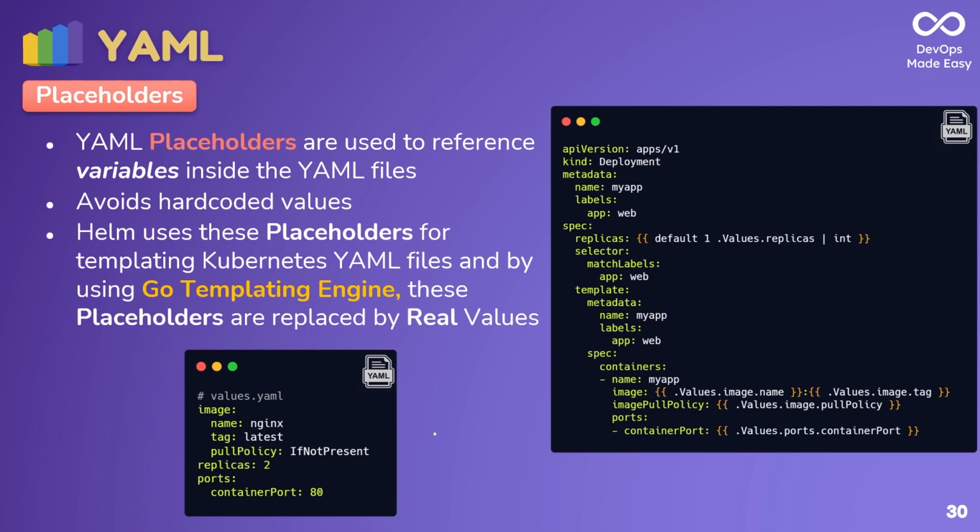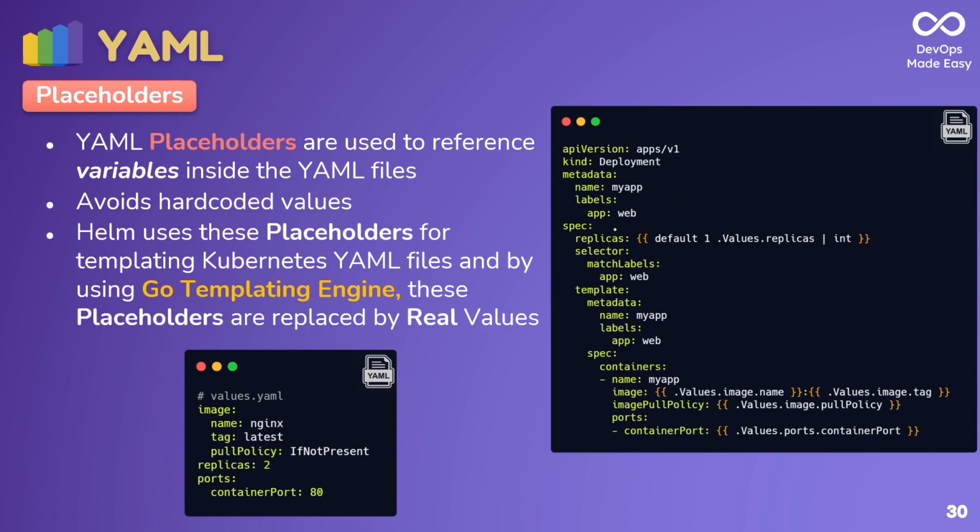Now, YAML placeholders are used for referencing variables and avoid hard-coded values. This is the only advantage that we get. Helm uses these placeholders for templating YAML files. The reason Helm is so popular is that we have templates, so we don't have to hard code. We can change the values in some other files and refer to these files in other files.